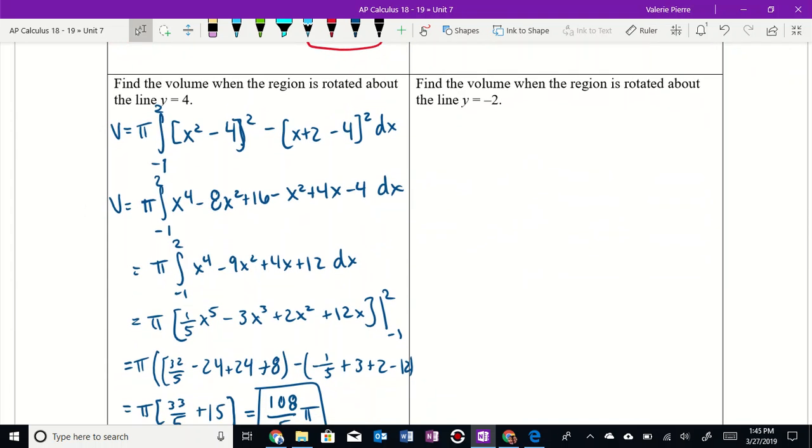So I want you to set up and complete this problem on your own and identify what the volume would be if we rotate our area about the line y equals -2.